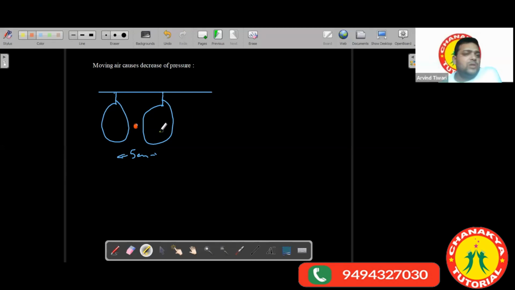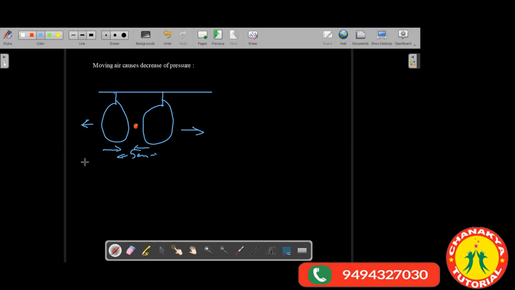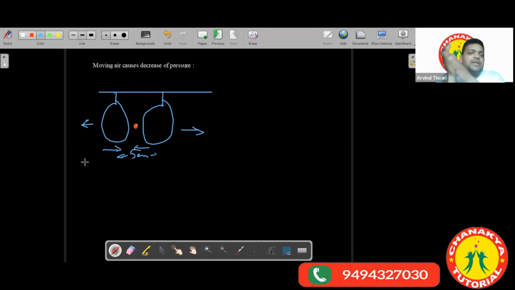See, you have these two balloons, and they are separated by some distance of 5 centimeter. Now, if you blow air between them, what will happen? Will the balloon move like this, or will the balloon move like this? They will move away. Yeah, so we think that the balloons will move away, but actually the balloons come closer to each other.